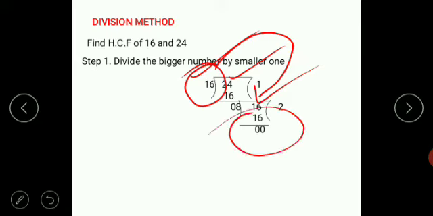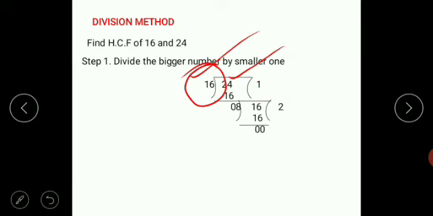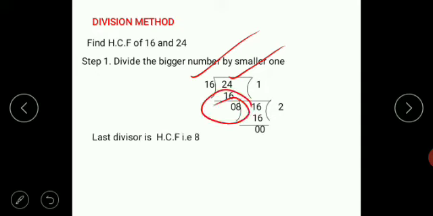Now which is the HCF here? The last divisor is nothing but your HCF. Last divisor is how much? 8. So 8 is the HCF of 16 and 24.